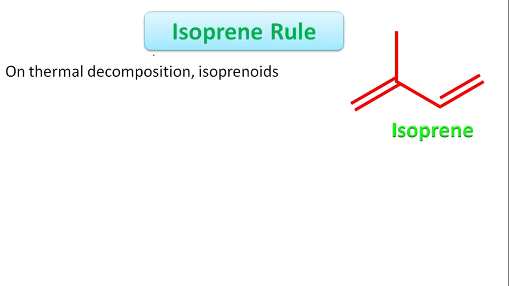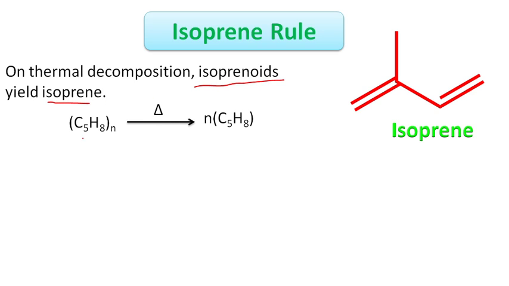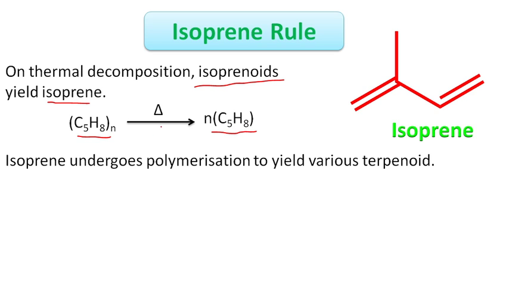Isoprene rule also states that on thermal decomposition, isoprenoids yield isoprene. If we give heat to isoprenoids, we must get isoprene molecules. Another statement is also there. It states isoprene undergoes polymerization to yield various terpenoid. You can see this is isoprene, and attachment of various molecules of isoprene can give rise to terpenoids. This is another statement of isoprene rule.